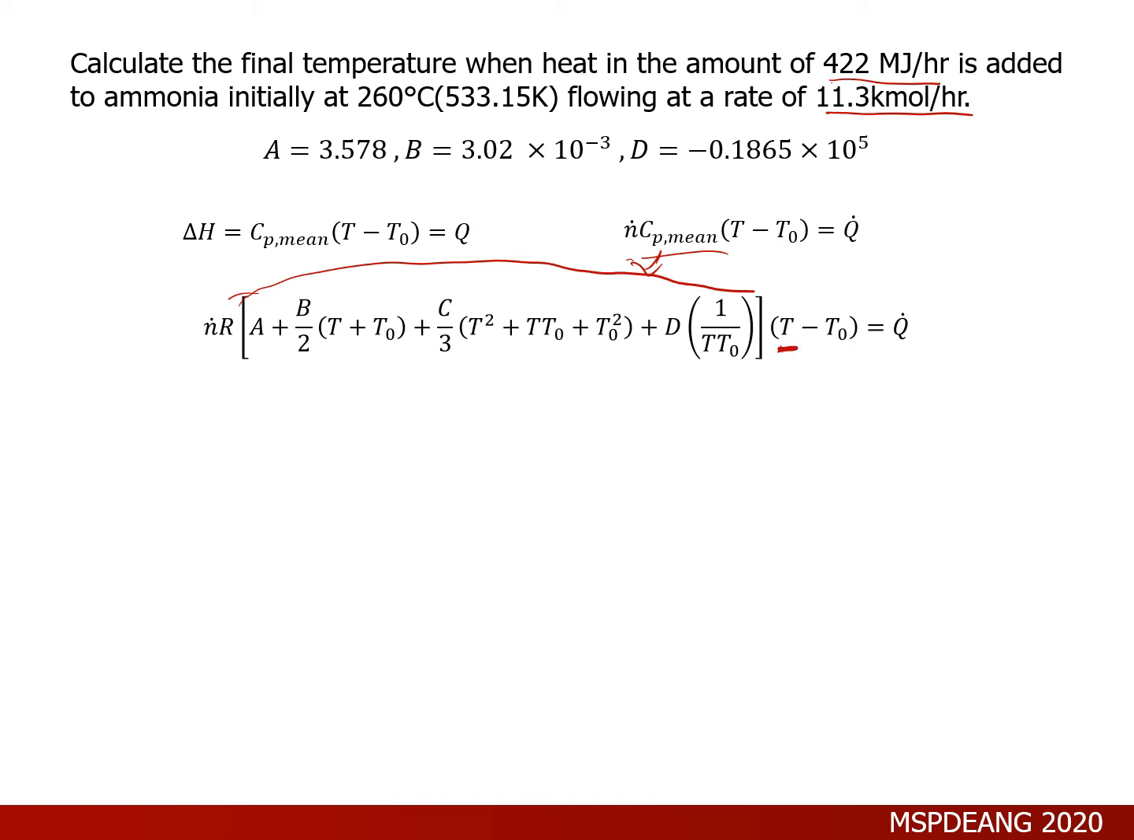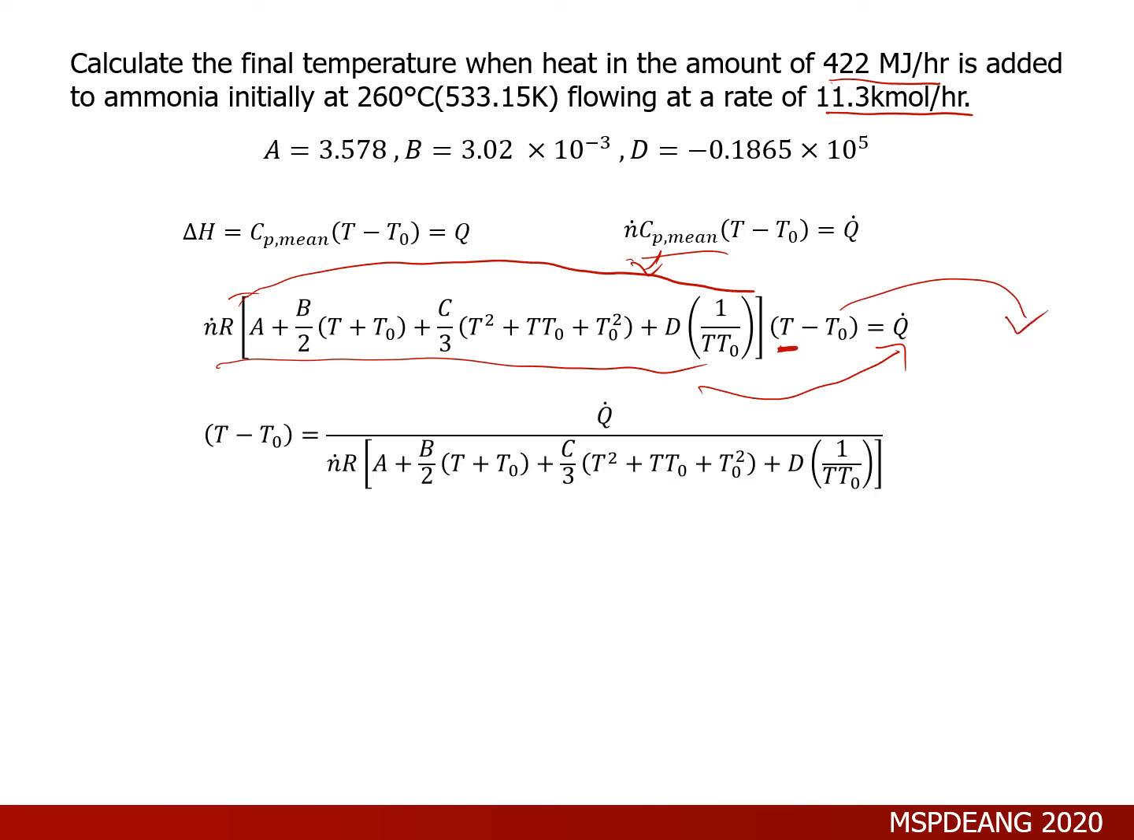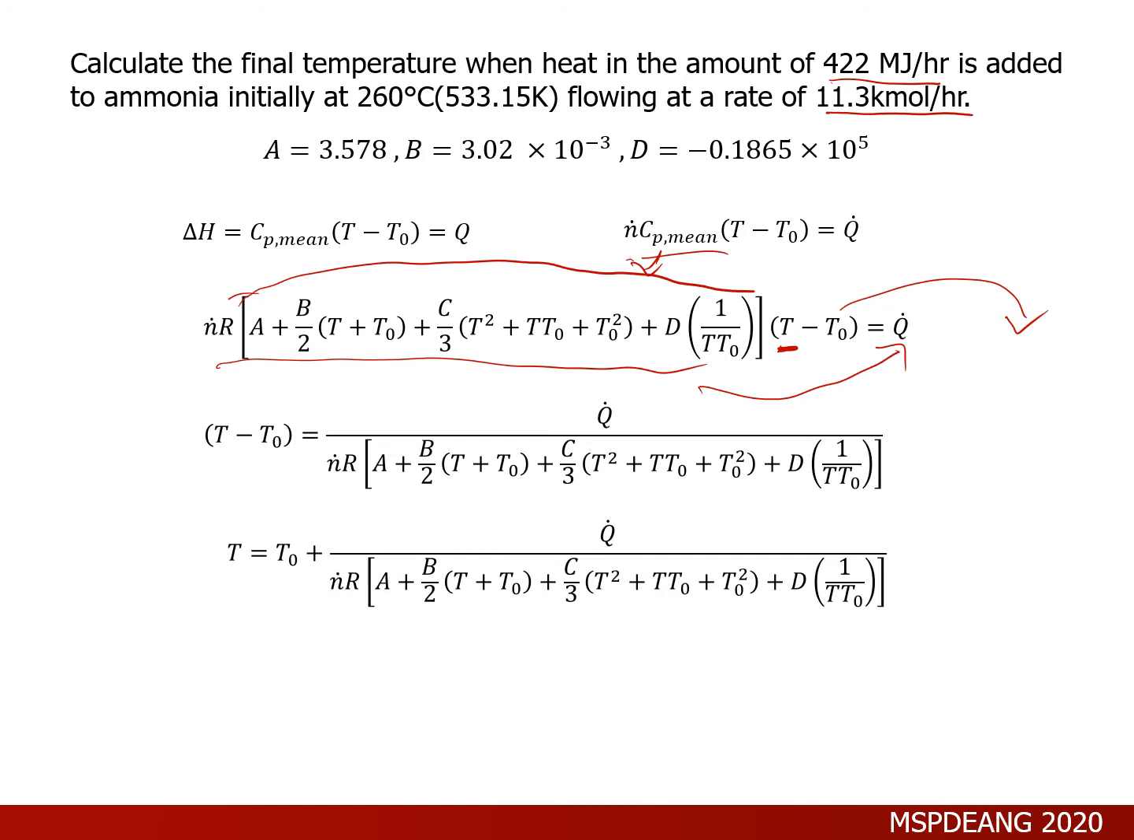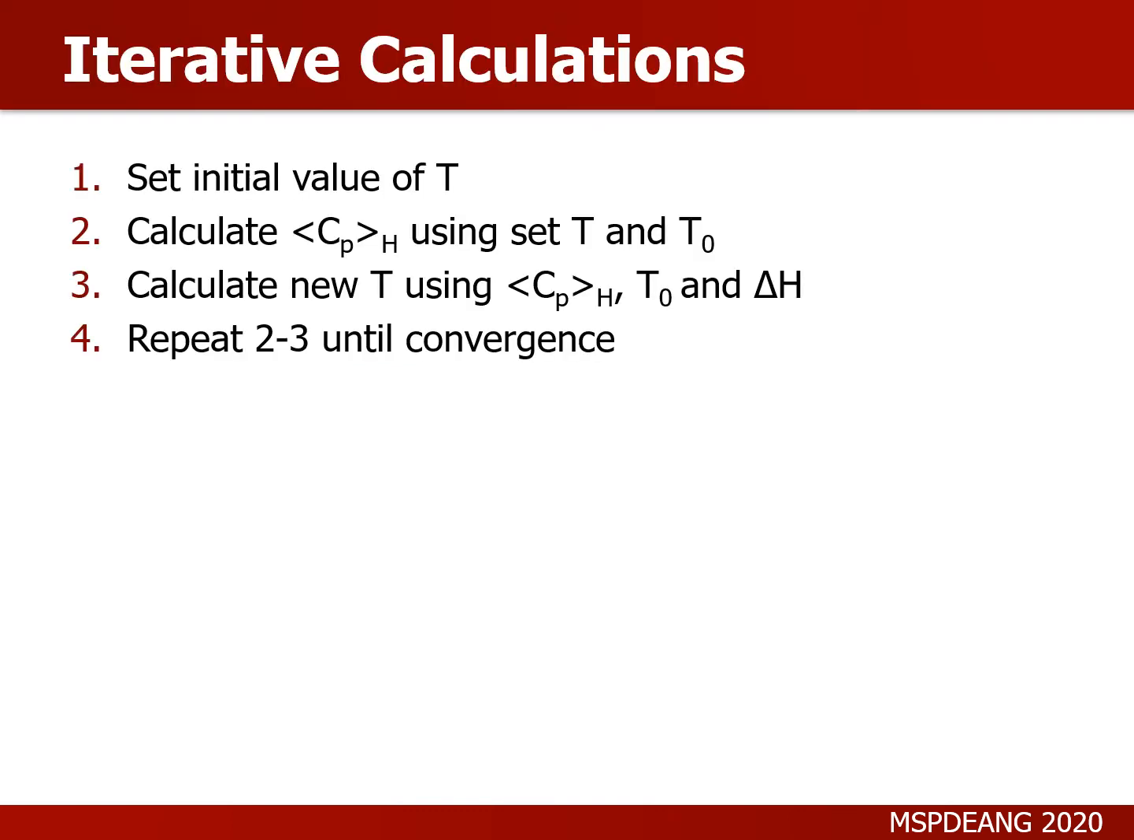So just move everything here to the right-hand side. T minus T naught is equal to this expression. Thus, T is equal to T naught plus this whole expression. So these are the steps. Usually, we will guess an initial value of the temperature, then calculate the right-hand side to get a new value of temperature, and then repeat steps 2 to 3 until convergence.